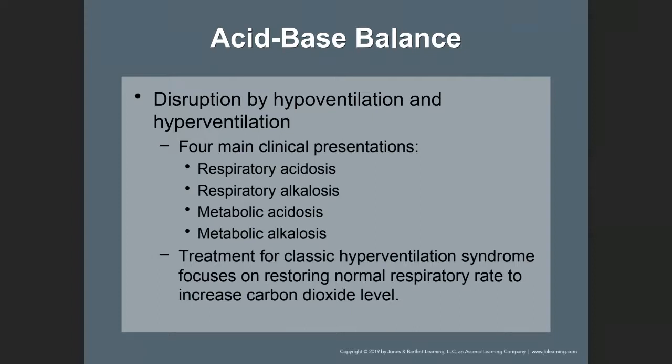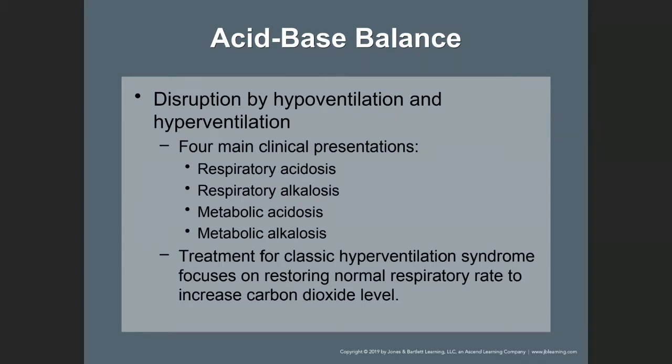For metabolic, once we start to talk about metabolic, it means that the kidneys are going to be involved. But we look at the bicarbonate level and the pH. So if the bicarbonate level is low and the pH level is also low, that's metabolic acidosis. If the bicarbonate level is high and the pH level is also high, that's metabolic alkalosis.